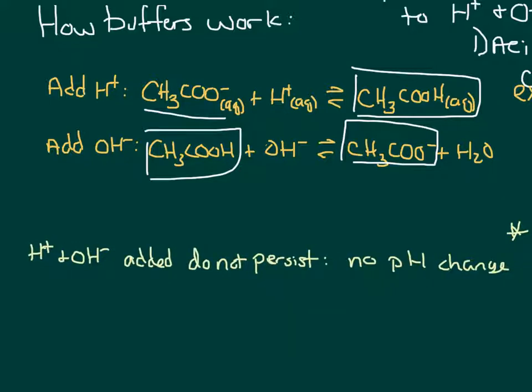What we have to keep in mind with the way buffer systems work is we have both the conjugate base present and the acid present to take care of the hydrogen and hydroxide ions. As you are adding acids or bases to the solution, those hydrogen or hydroxide ions do not persist because they have the ability to react with either the acid or the conjugate base. Therefore, we do not see a pH change when a buffer system is in place.